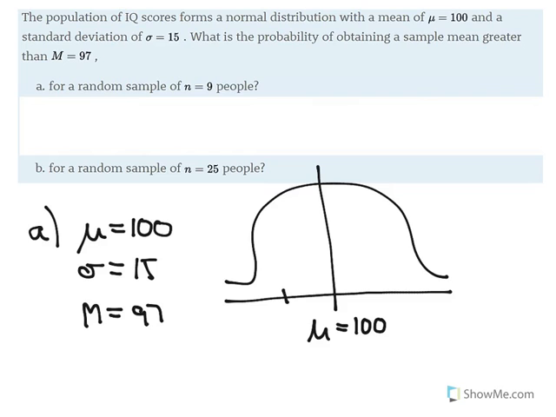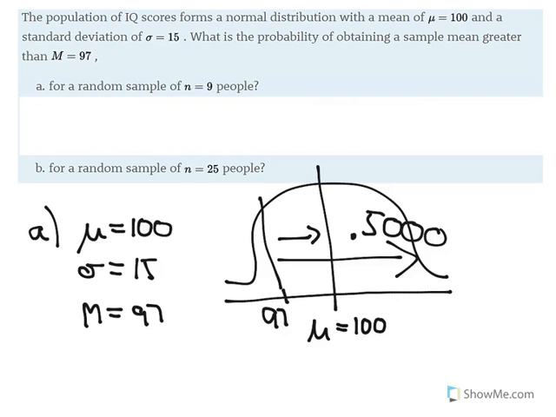So we know 97 is below 100, so it's on this side over here. And a sample mean greater than would be everybody on this side. So this is what the rough draft looks like. We already know that this is always a proportion of 0.500 because that's half of all the distribution. So we literally just need to find the proportion for this, and this we're going to do again with a Z-score.